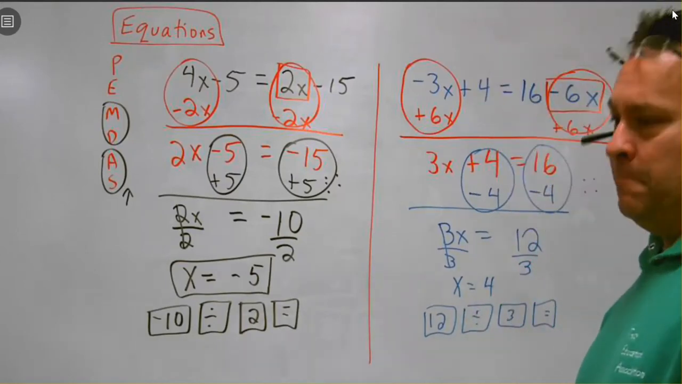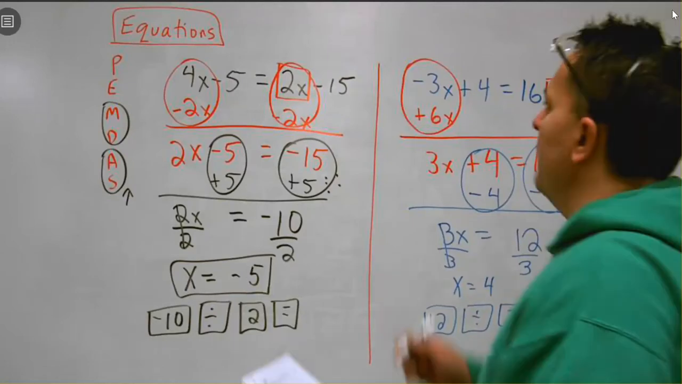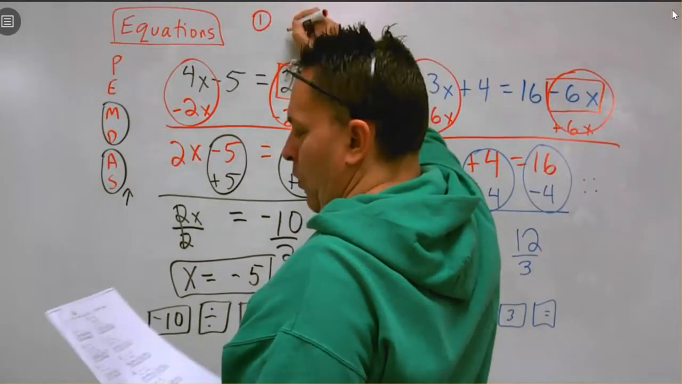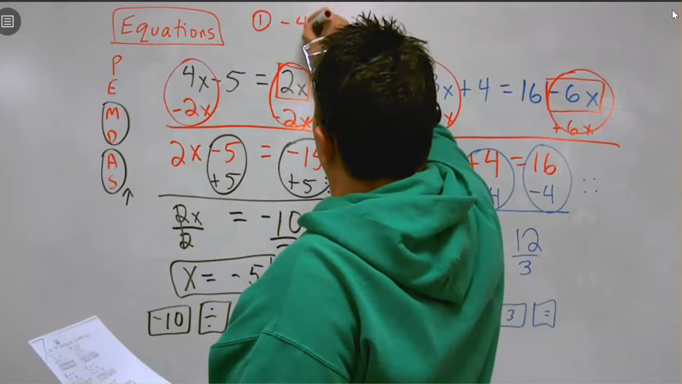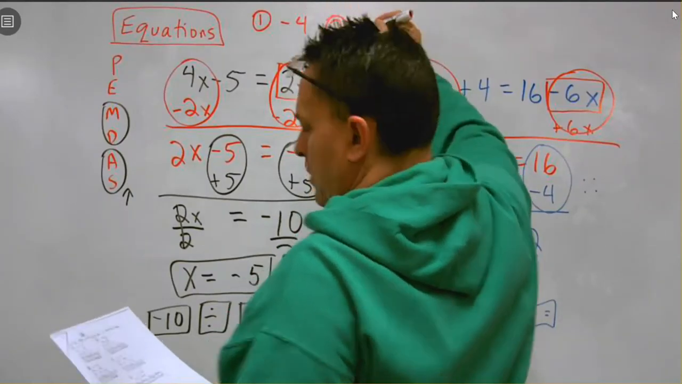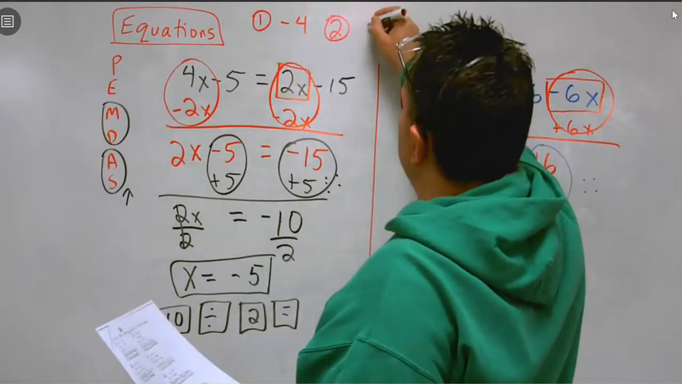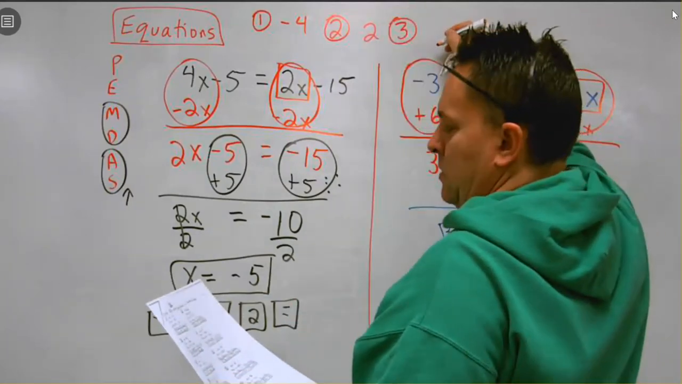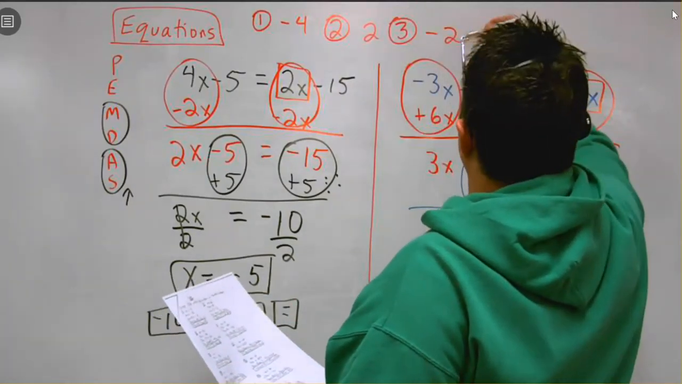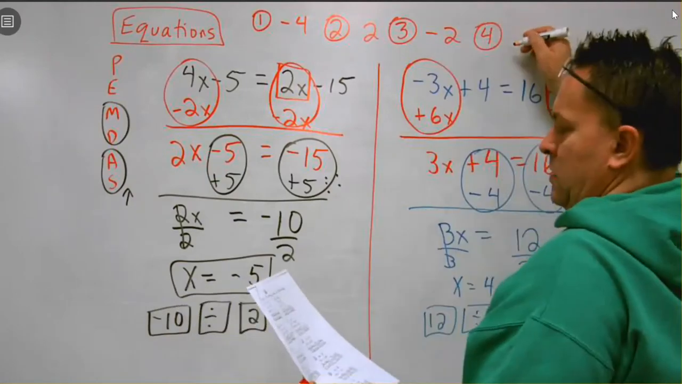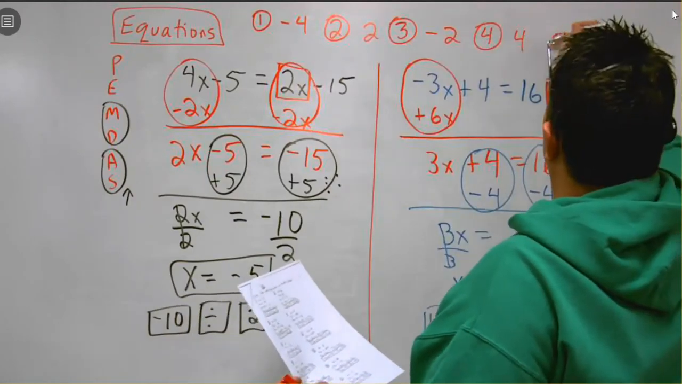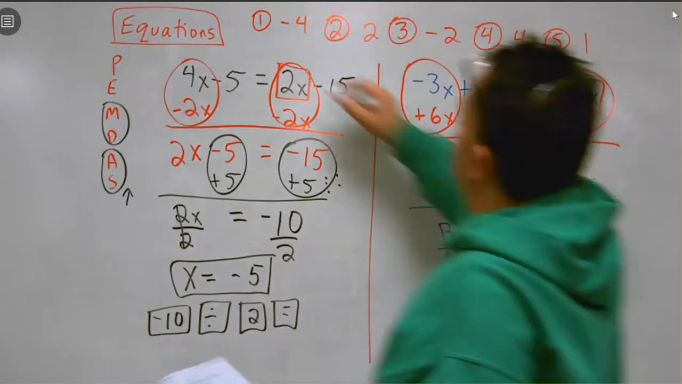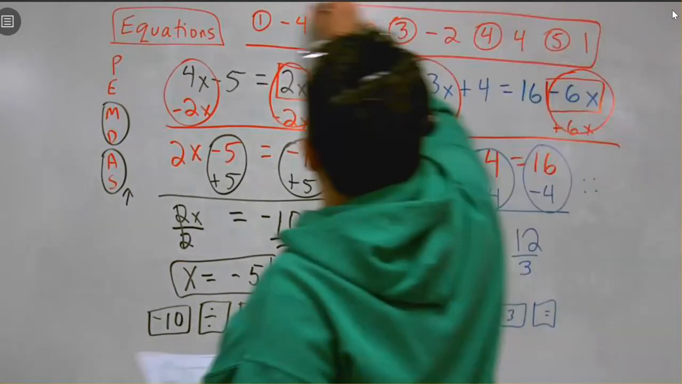Okay, and you're going to do 5 problems. I'm going to actually put them right up here because I think they'll fit just fine. Number 1, the answer is going to be -4. Number 2, the answer is going to be 2. Number 3, the answer is going to be -2. Number 4, the answer is going to be 4. And number 5, the answer is going to be 1. So these are the answers to your problems that you're going to have to do in class today.